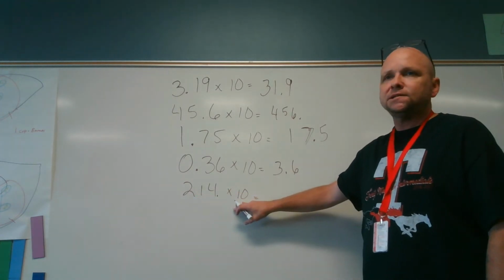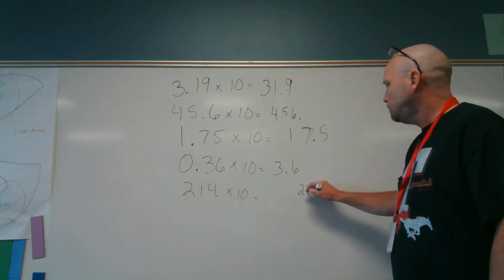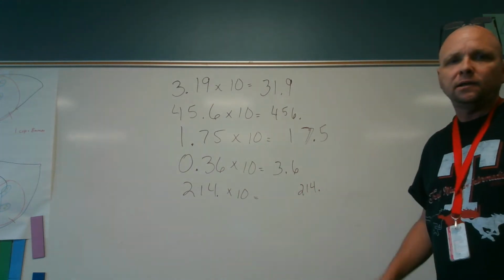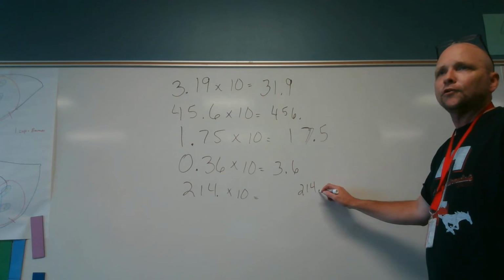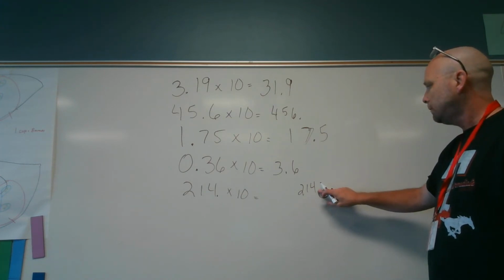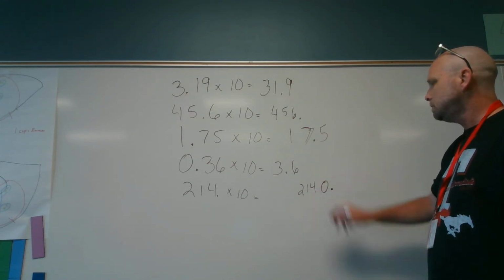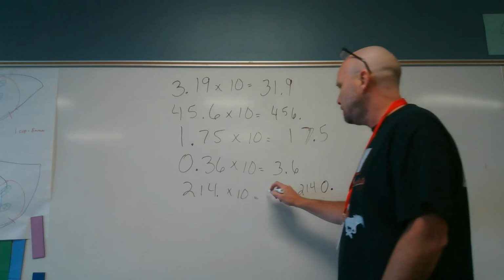214 times 10. Ooh, this is tricky. Well, we have 2, 1, 4. Here's my decimal point. If I need to move the number to the right one place, my decimal point moves here. I can't just have nothing there, so I add a 0. 2,140.